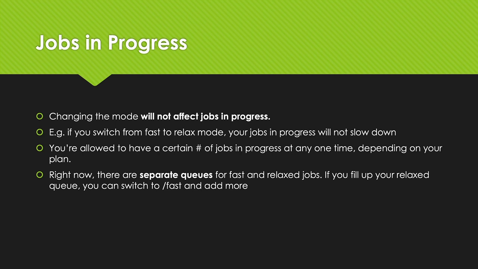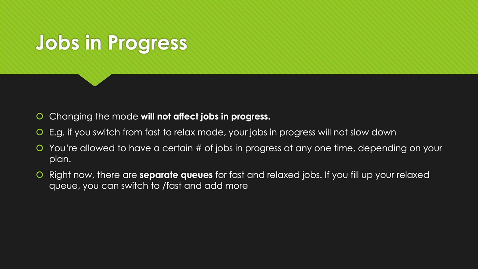You're allowed to have a certain number of jobs in progress at any one time, which depends on your plan. For standard, I think you're allowed to have 3 jobs in progress, and you're allowed to have 10 jobs in the queue, which basically means those are jobs that are waiting to be done, but they're not being worked on right now.